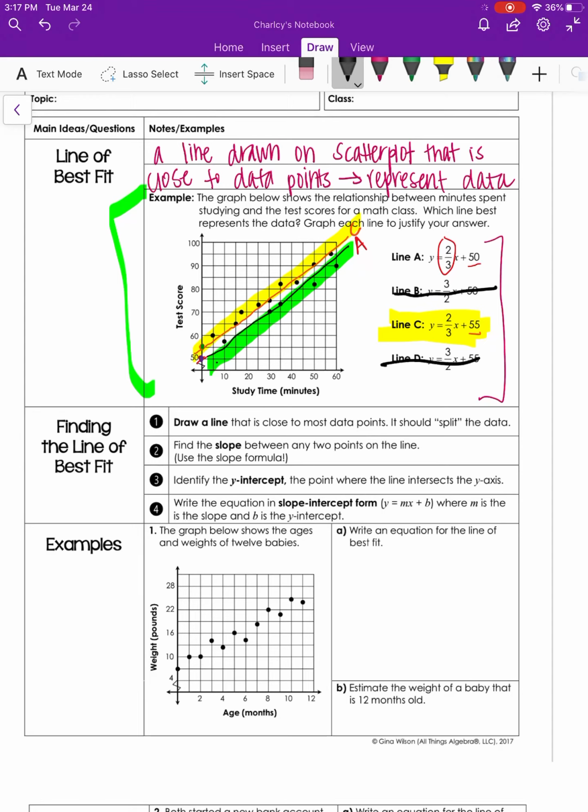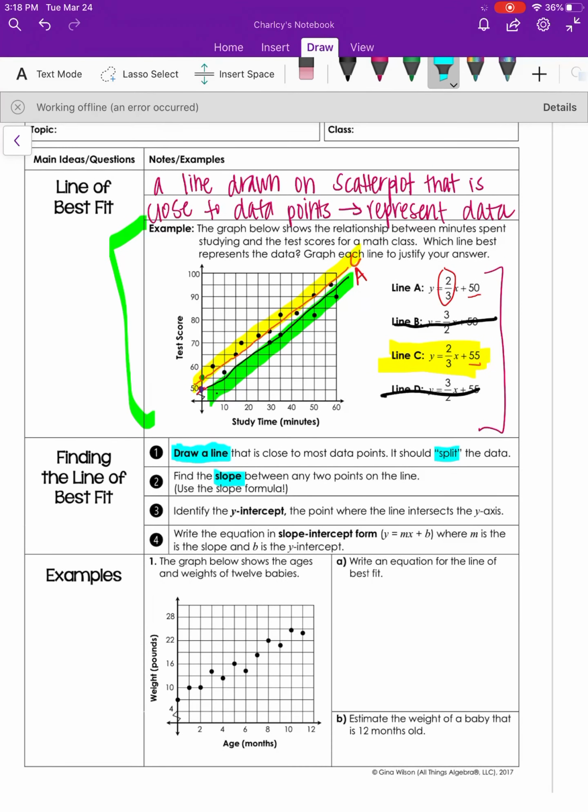The next thing that they talk about is finding the line of best fit. There they gave us ours, but if you ever have to find it yourself, the first thing you want to do is draw your own line that is close to your data points. You want to draw a line that pretty much represents all of your data points, and the way you do that is just try and split the data or draw it through the middle, okay? Then you want to find the slope between any 2 points on your line, and you use the slope formula. You guys know what that is, but if you don't remember, it's y2 minus y1 over x2 minus x1. Pick those 2 good points.